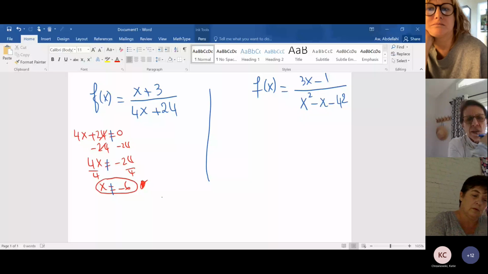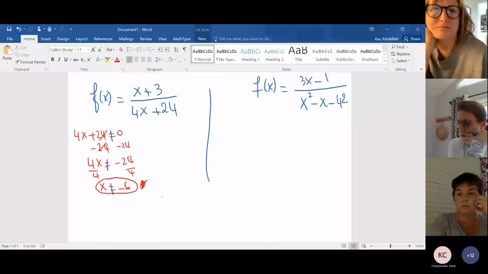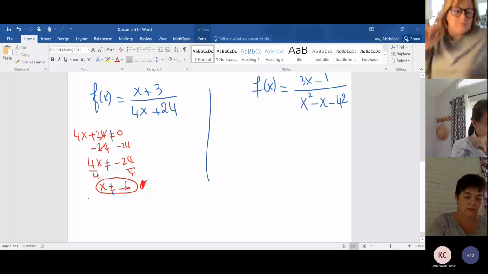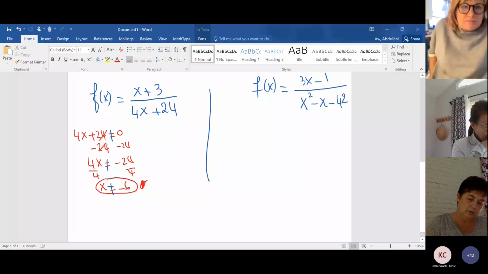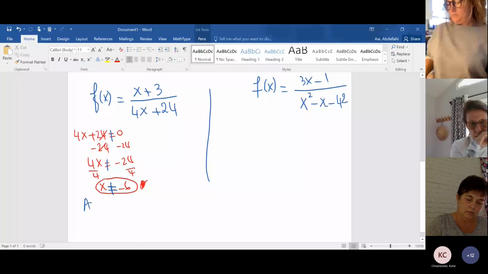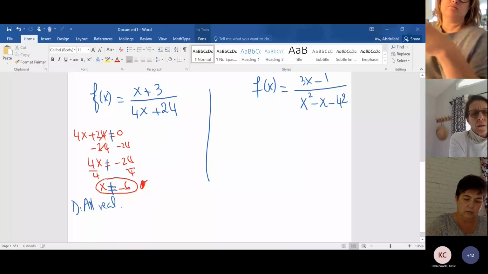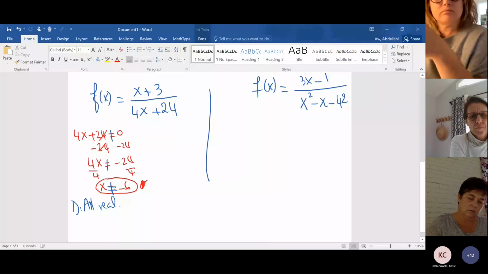So you don't have to write all real numbers except. I mean, if you write this, it is enough. This is enough, but if you write the domain is all real numbers except negative 6, it is even better, right? Okay.